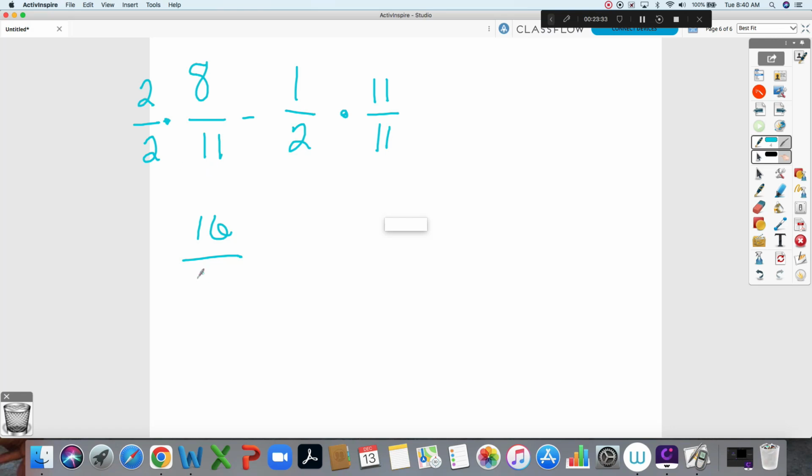And 2 times 11 is, and from that I am subtracting 1 times 11, which is over. Now I can combine these, even though there's not an equal sign there, I can still combine these because they are like terms. What is 16 minus 11? Over 22. So would you put the equal sign in or no?